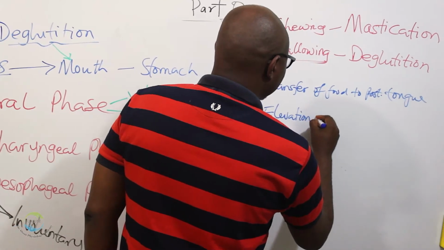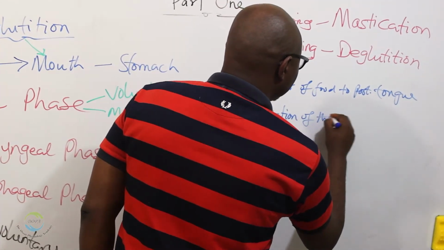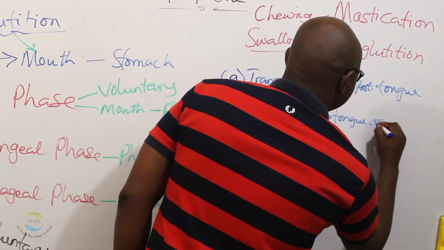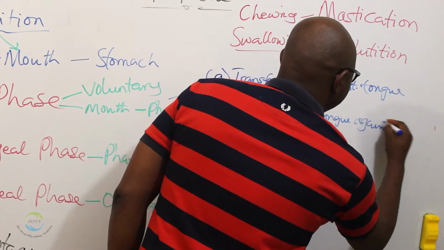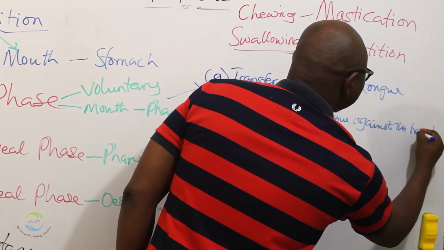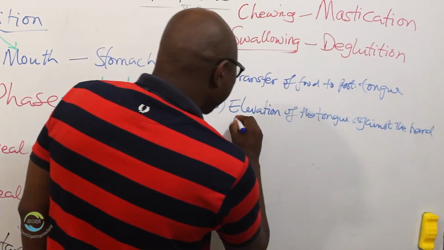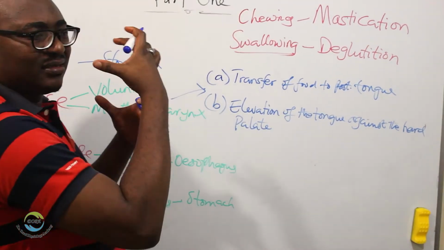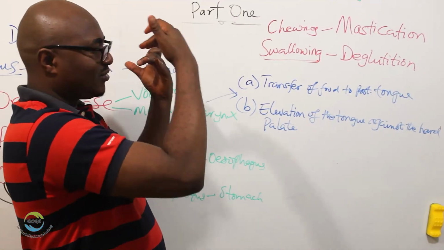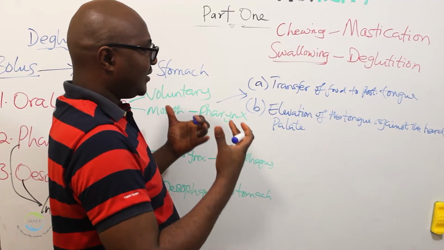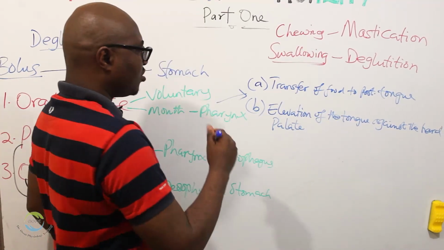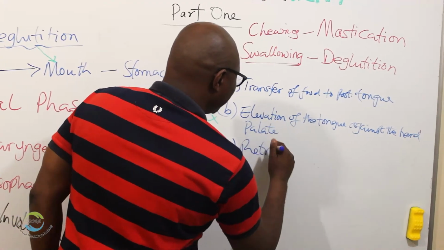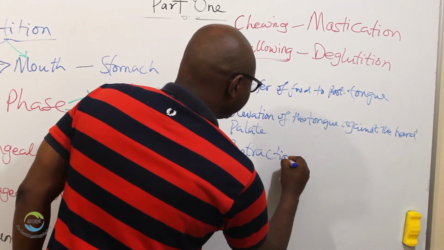Elevation of the tongue against the hard palate. The hard palate, that back roof of the mouth, elevation of the tongue. Then see retraction of the tongue. These two, they happen almost at the same time.